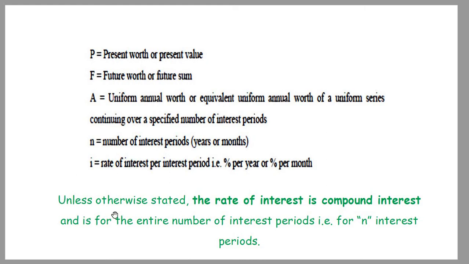Here, unless otherwise stated, the rate of interest is computed as compound interest and is for the entire number of interest periods, that is, for the n interest periods. So it should be stated that the interest rate should be known, and the known number of interest periods has to be considered.